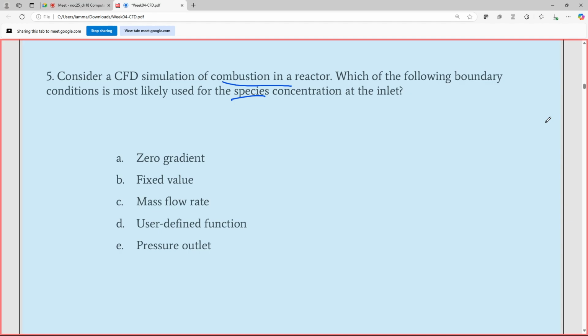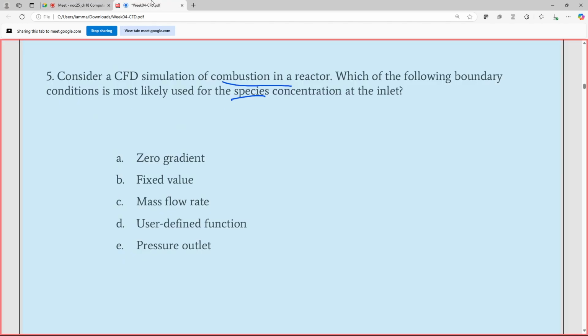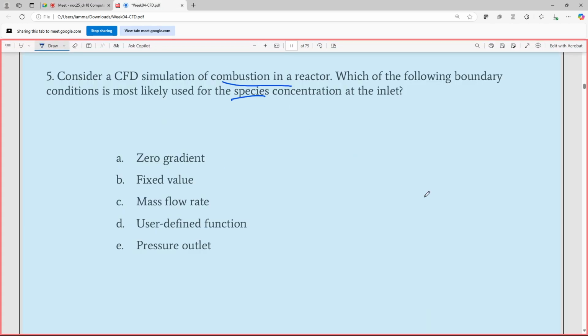So the question is on what will be the boundary condition for species concentration at inlet for a combustion in a reactor. You can inbox your answers. Our answer is option B, fixed value.